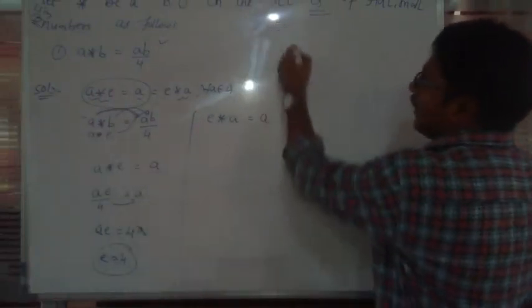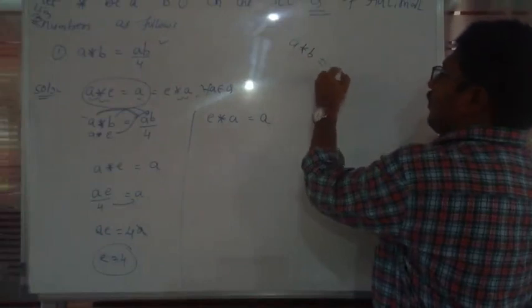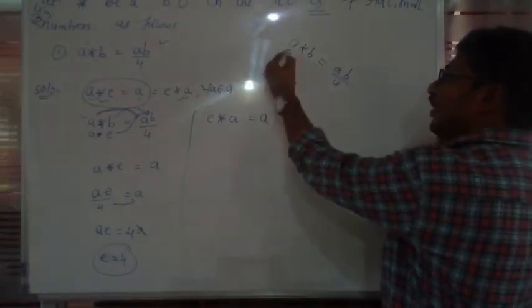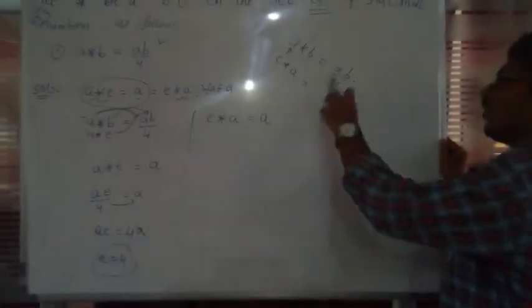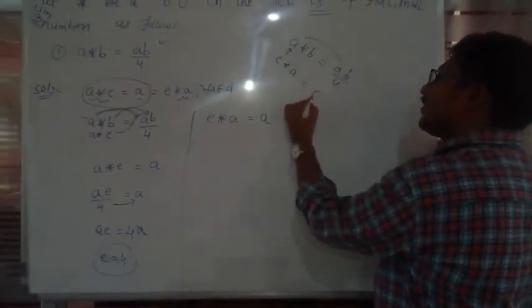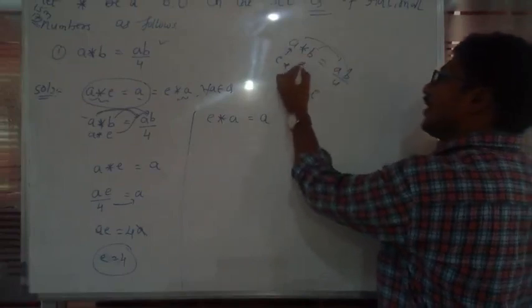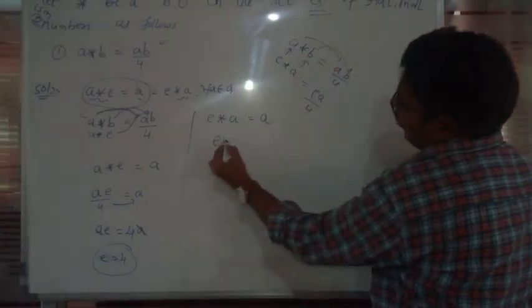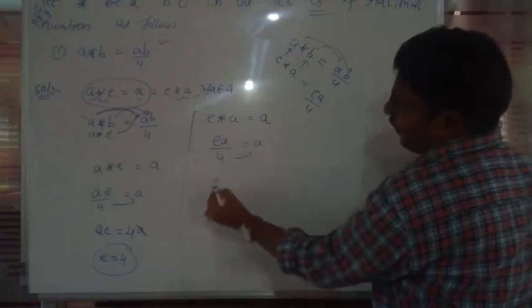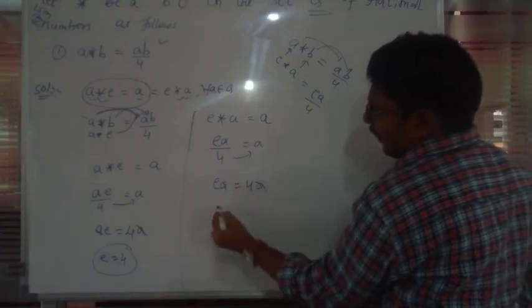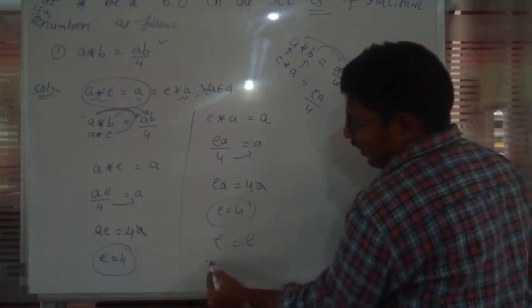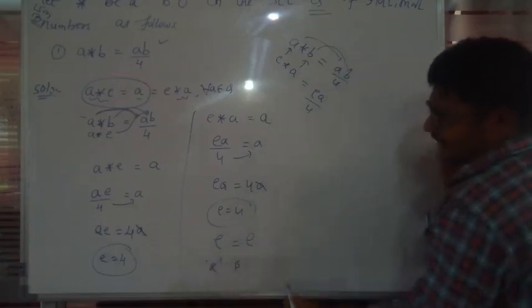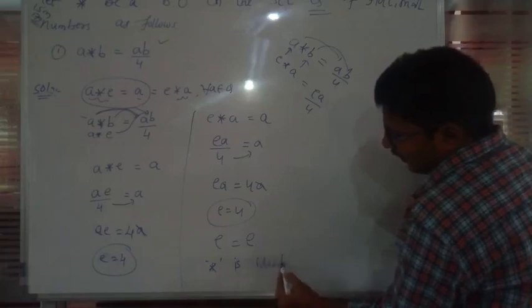What happens then? A star B is equal to AB divided by 4. So in the placement of A, I should keep E, and in the placement of B, I should keep A. Fill E in A's place and fill A in B's place. What happens? EA divided by 4 is equal to A. Shift the 4: EA is equal to 4A. A cancels. E is equal to 4. Okay, E is equal to E. So both are equal. That's why star satisfies the identity element.